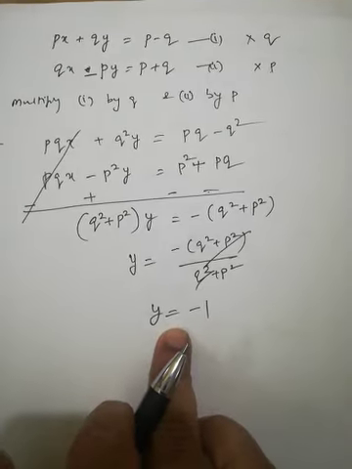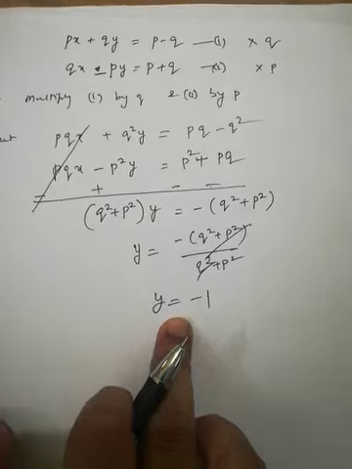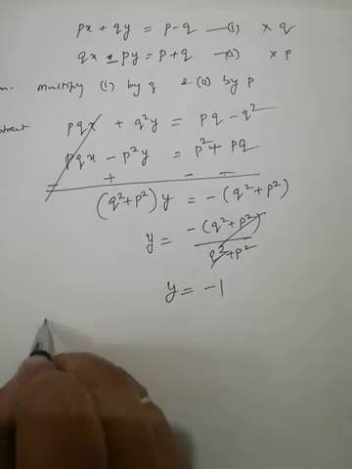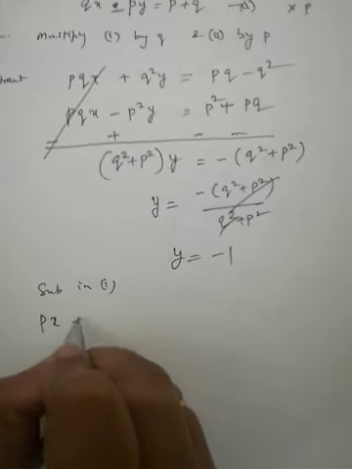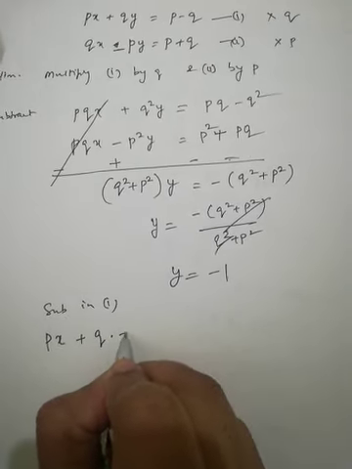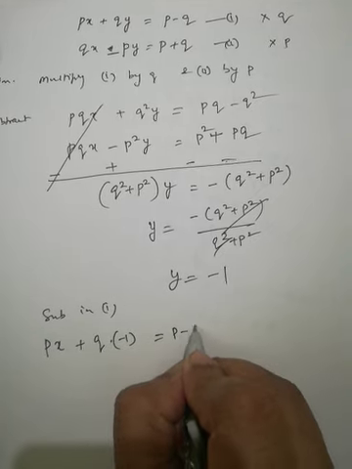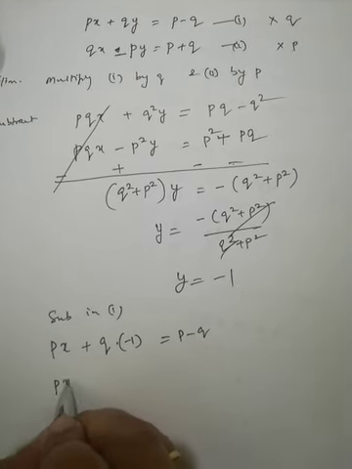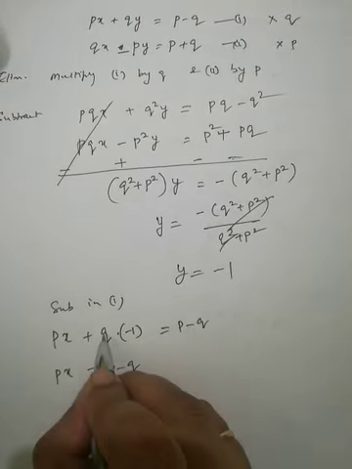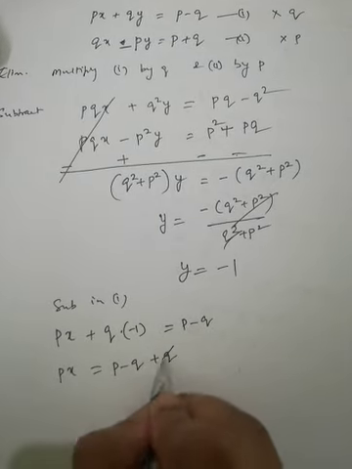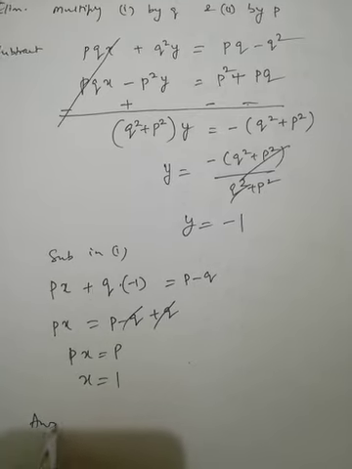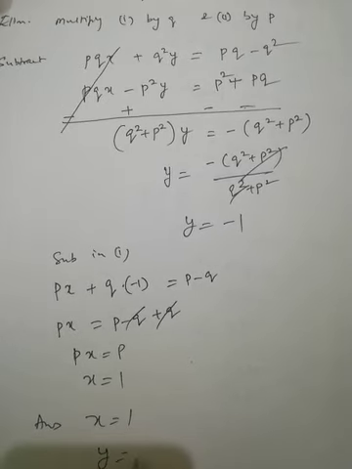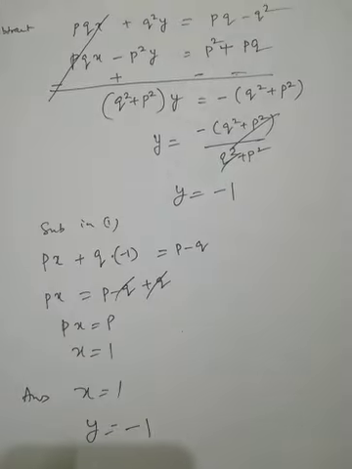Okay, now once you got y is equal to minus 1, what we have to do? Substitute in any one of the equations. Let me substitute it in 1. So what will I get? Px plus q into minus 1 is equal to p minus q. So I get Px is equal to P minus Q, and minus Q will go that side, plus Q, and I get Px is equal to P, or x is equal to 1. So the answer is x is equal to 1 and y is equal to minus 1.